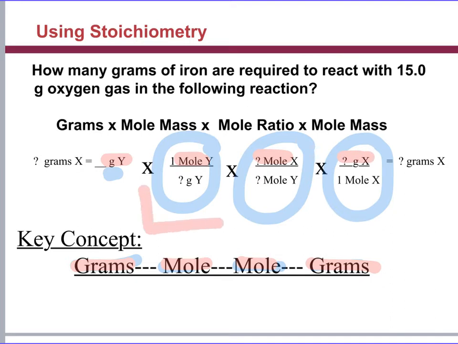And even though these last three steps are conversion factors, this is the little voice in my head that keeps talking every time I solve a stoich problem. Okay, I have grams, next I go to moles. Okay, next I go to moles, next I go to grams. And it's this constant: grams to moles to moles to grams.